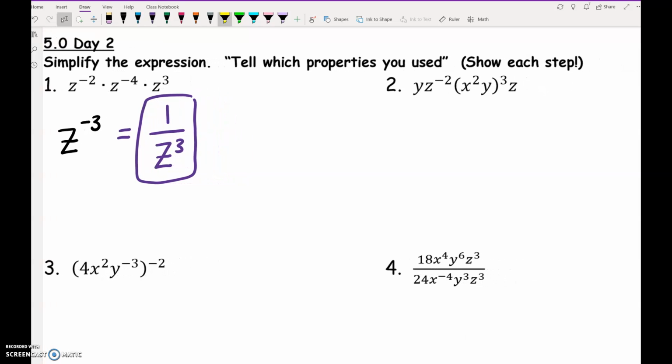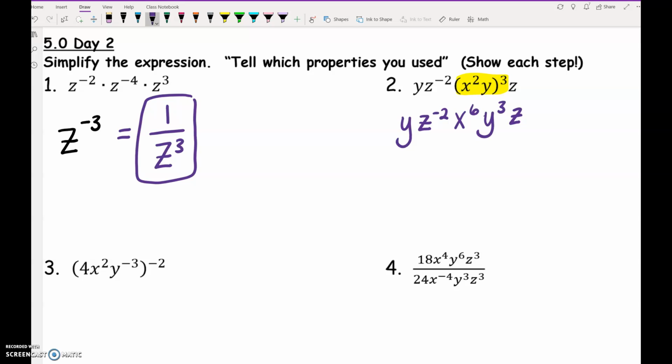Number 2, we did one kind of like this yesterday. I would always attack the parentheses first. So we've got the y, z to the -2. Now let's attack these parentheses. X squared raised to the 3rd would be x to the 6th. Y raised to the 3rd, so y to the 3rd. And then there's a z at the end.